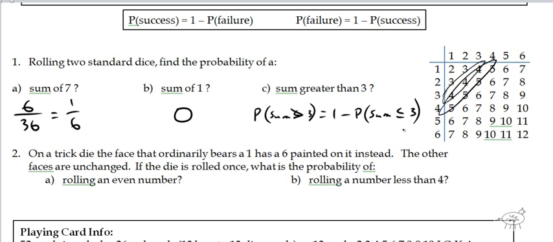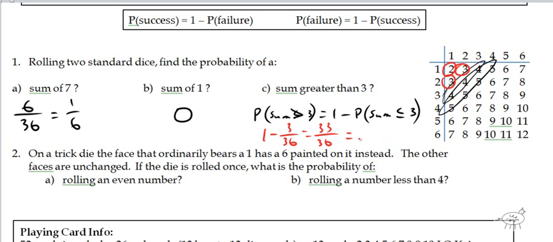So as opposed to counting all those up, why don't I just do 1 minus less than or equal to 3. So it would be this one, and this one. So there's just 3 of them there. So it's 1 minus 3 over 36, which gives me 33 over 36.